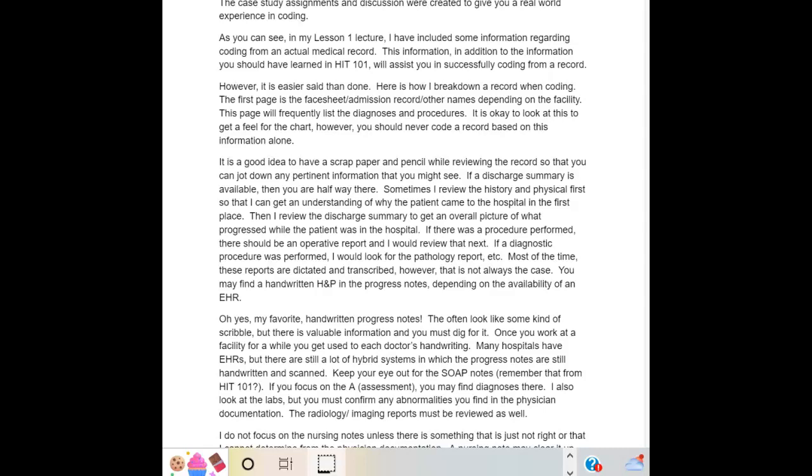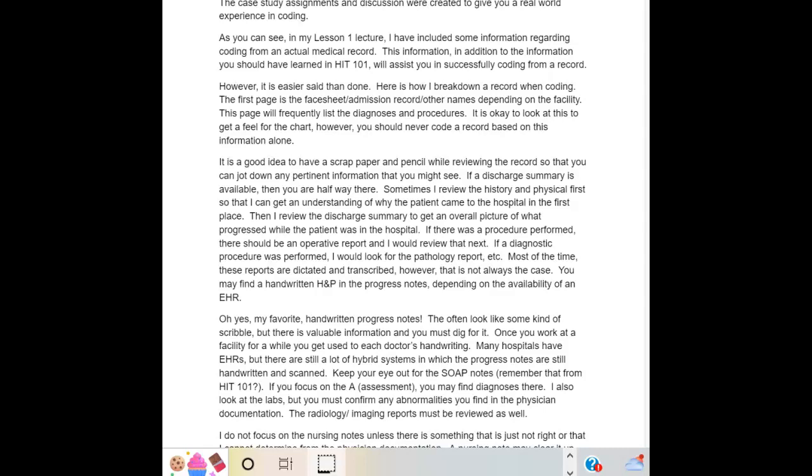So the first page is your face sheet, admission record, or other names depending on what facility you're working at. This page will frequently list the diagnosis and procedures. It's okay to look at this, get a feel for the chart. However, you should never code a record based on this information alone. So you never ever want to code just from the face sheet.